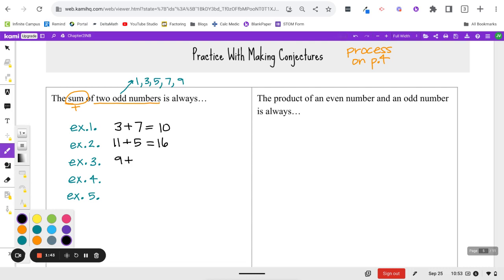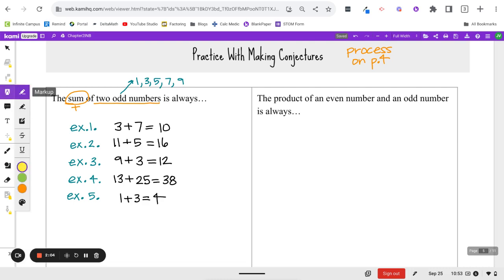9 plus 3 equals 12. I'm just grabbing random odd numbers. It doesn't matter which ones. I could even go big. 13 plus 25 equals 38. Or I could keep it pretty basic. 1 plus 3 equals 4. So I've generated 5 examples.